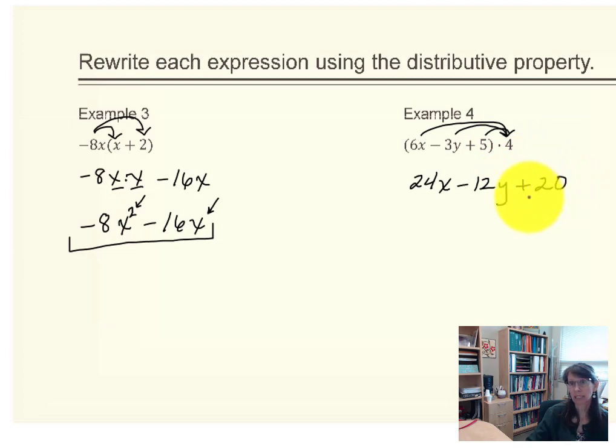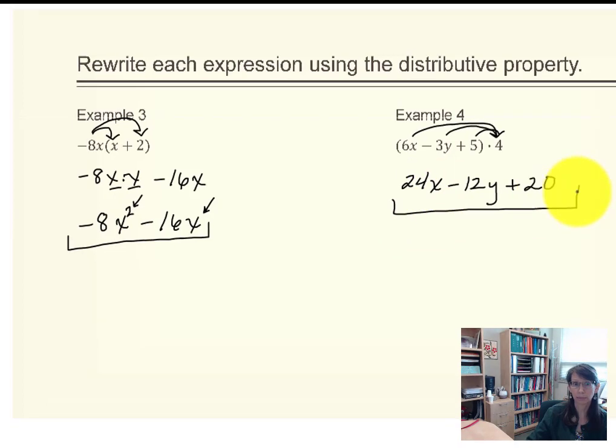Now look carefully at each of these terms you generated. 24x minus 12y, x and y are not the same, so those cannot be simplified anymore. And the last term doesn't even have a variable. So this is our final answer, 24x minus 12y plus 20.